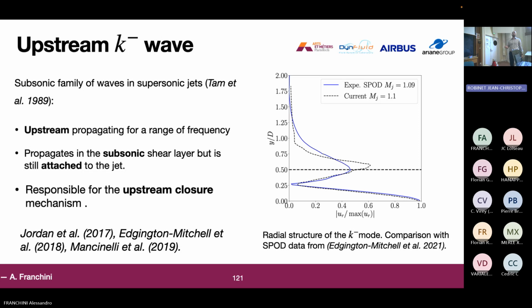And if we take a look at our mode and compare it with the experiment from SPOD data, we take the radial structure of our K minus mode and the mode from experimental SPOD data, we can see that we correctly capture, at least in the supersonic part, the structure of this mode. And let's say the discovery of the K minus as the upstream closure mechanism has been done in many papers, the one made by Peter Jordan and others, also in other cases of acoustic resonance like impinging jets and others.